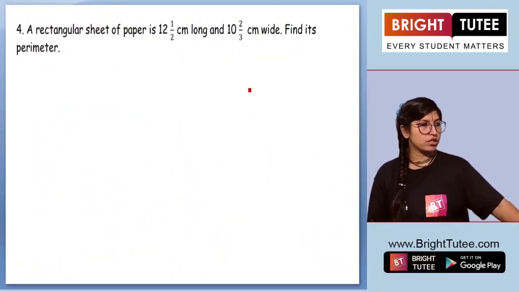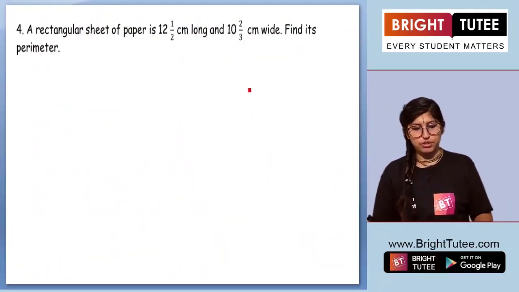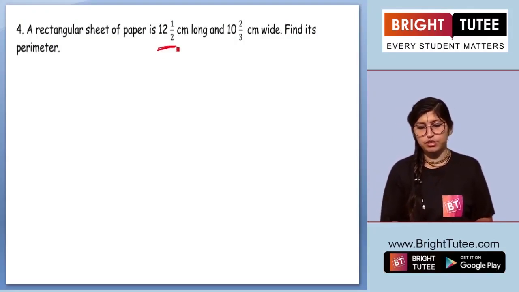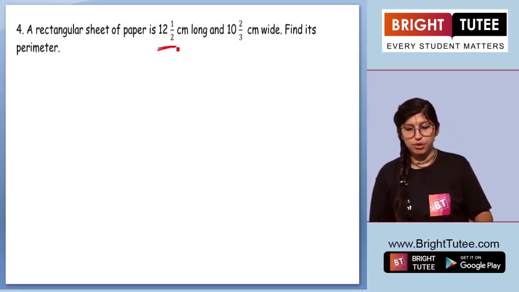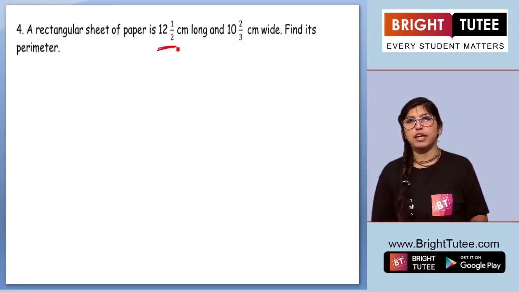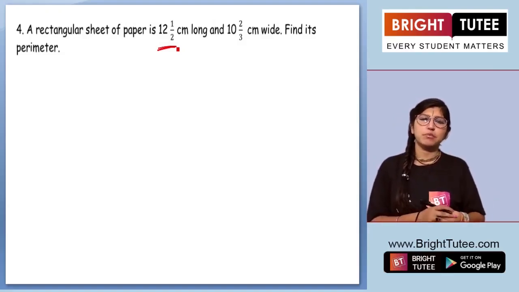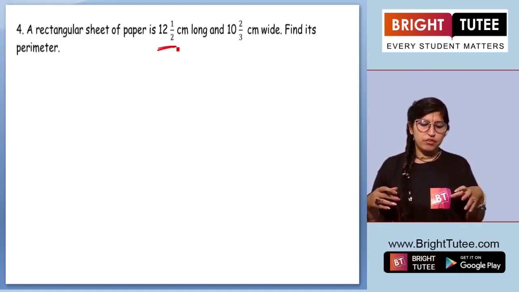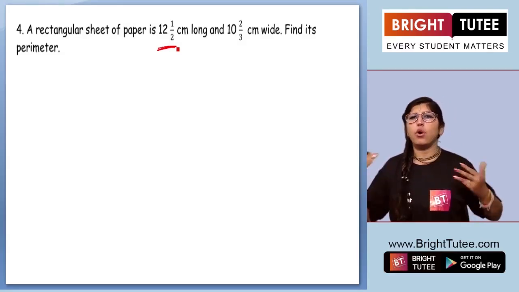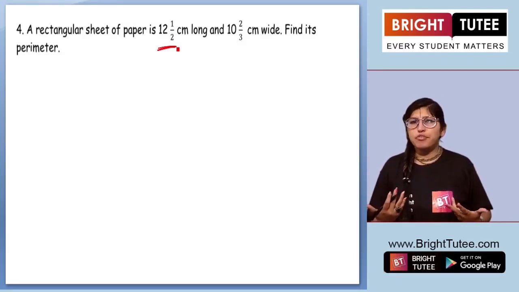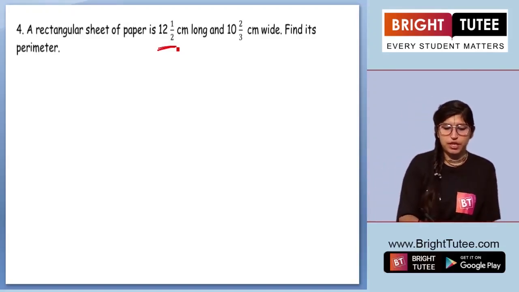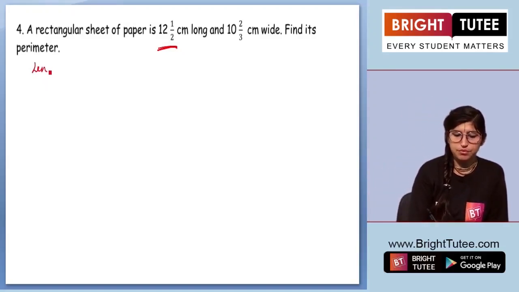Now let's move on to another question. Question 4 says that a rectangular sheet of paper is 12 1 by 2 cm long and 10 2 by 3 cm wide. You need to find out its perimeter. Now we just need to apply the formula for perimeter, but the only difference is they've given mixed fractions now rather than whole numbers or proper fractions. So what we do, we'll start with the length of a rectangular sheet of paper.